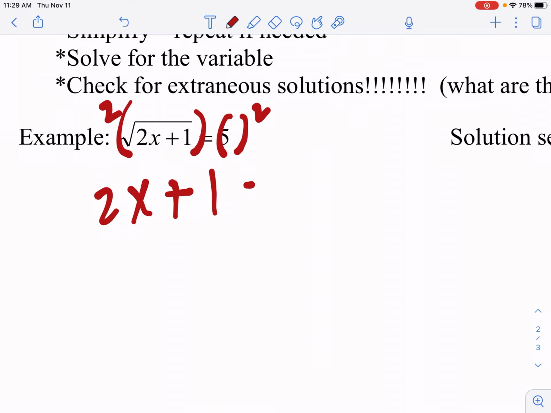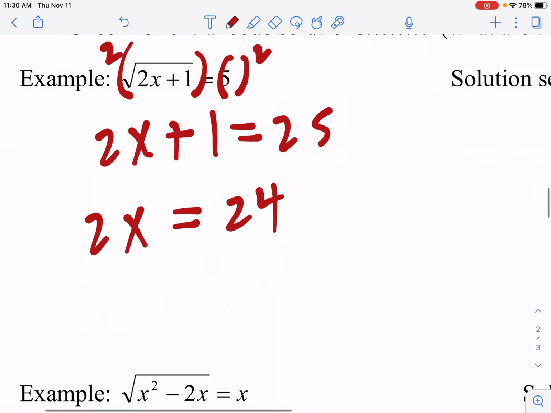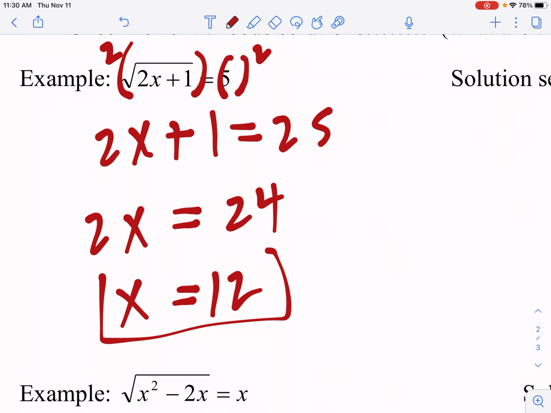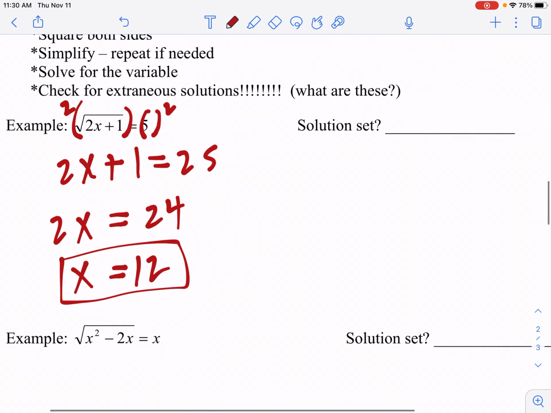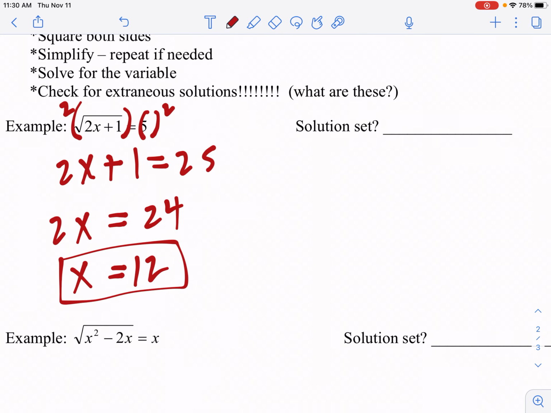2x plus 1 equals 25. And solve, let's see, that'd be 24. X is equal to 12. Great. But I believe the one on your homework goes into a little bigger than a square root.